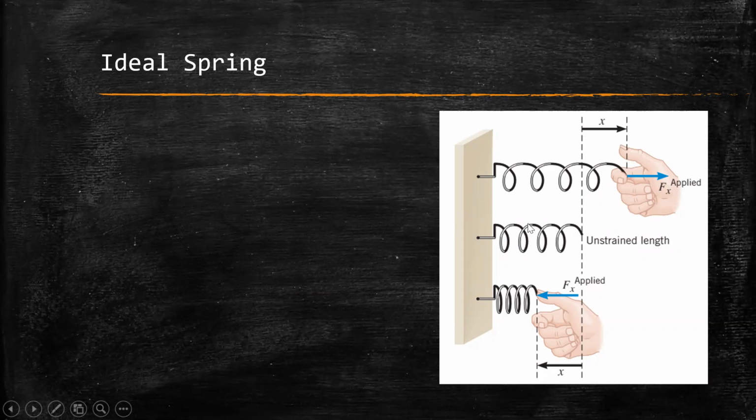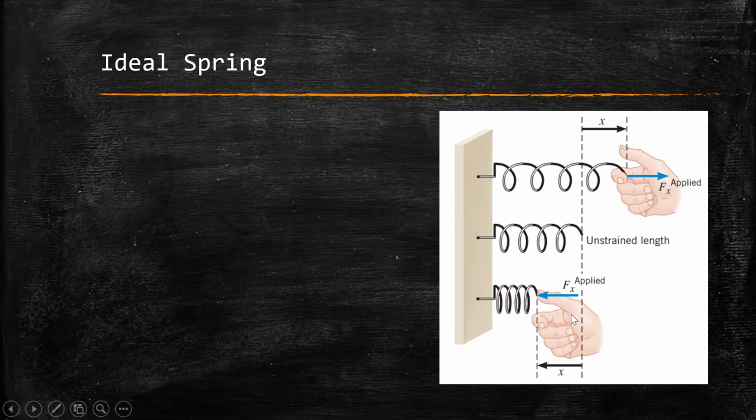So here in the middle is the unstrained length, where it is neither stretched nor compressed. In the bottom drawing, you can see that the spring is being compressed by Fx. Now the hand applies a pushing force, and again it undergoes a displacement from its unstrained length, which is x.